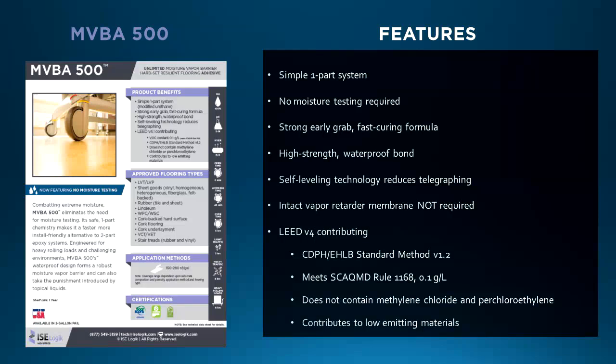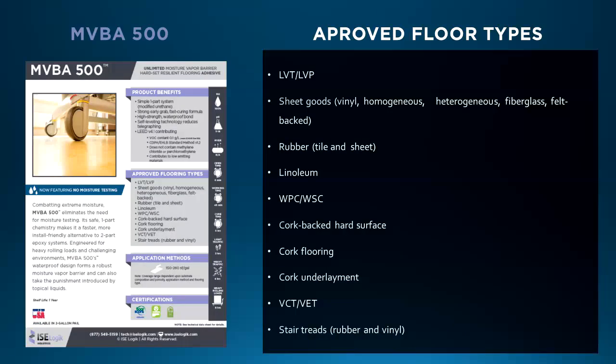So this is a one-part, all-in-one system. So you're putting down your moisture mitigation product and your adhesive all in one. And it's for these types of floor types, the approved floors. We have here the LVT, LVP, sheet goods, rubber tile and rubber sheets, linoleum, WPC, WSC, corkback flooring, underlayments, also VCT and VET, and then stair treads, also rubber and vinyl.